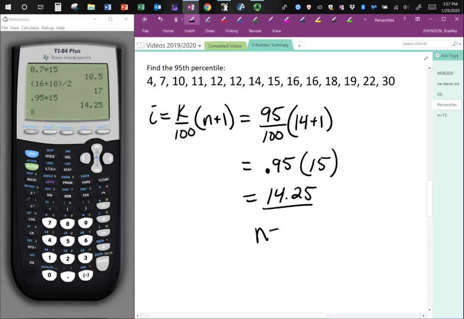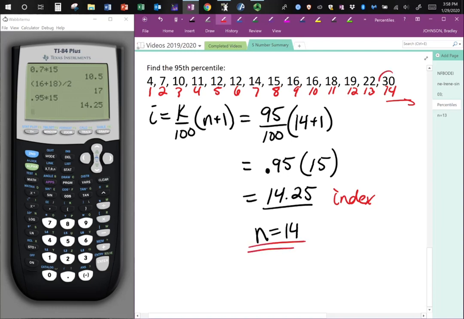Remember, we know that the total number of data points is 14, right? If I number this 1, 2, 3, 4, 5, 6, 7, 8, 9, 10, 11, 12, 13, 14. 14.25 as an index goes beyond our data set. So really we don't have to look at any averages. We just need to stop at the very last number. The 95th percentile would truly be 30.